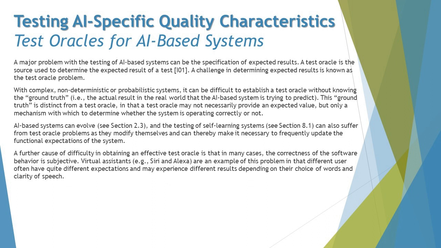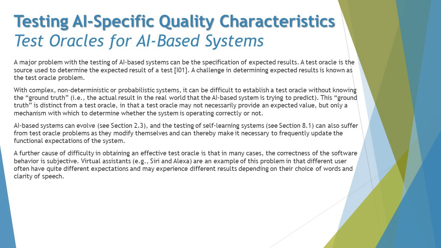Now, a major problem with the testing of AI-based systems can be the specification of expected results. A test oracle is the source used to determine the expected result of the test. So a test oracle basically has all the information which determines how exactly you will judge what should happen when a particular set of steps is being performed on a particular system, right? So the source, which is used to determine the expected result, is what is called the test oracle. A challenge in determining the expected result is known as the test oracle problem.